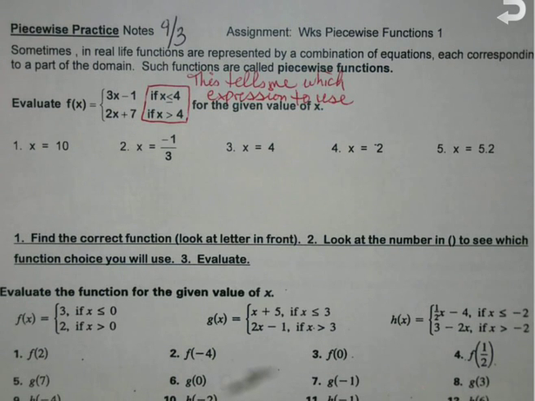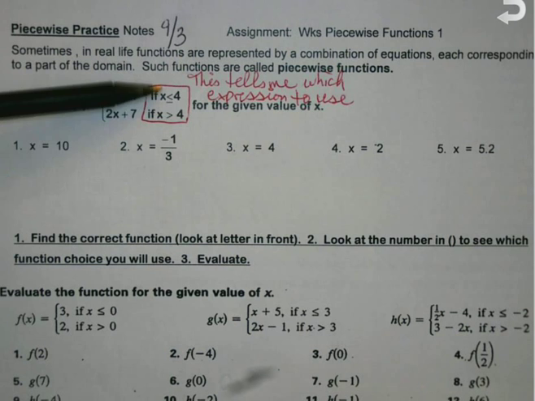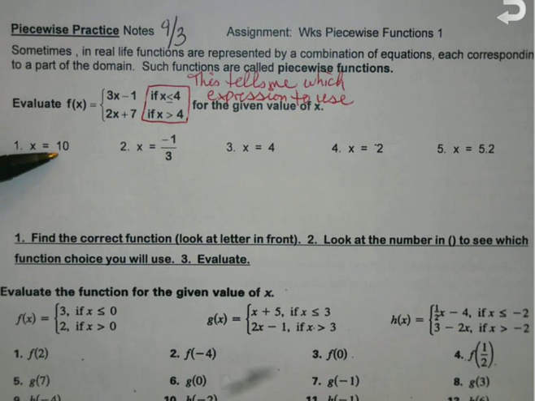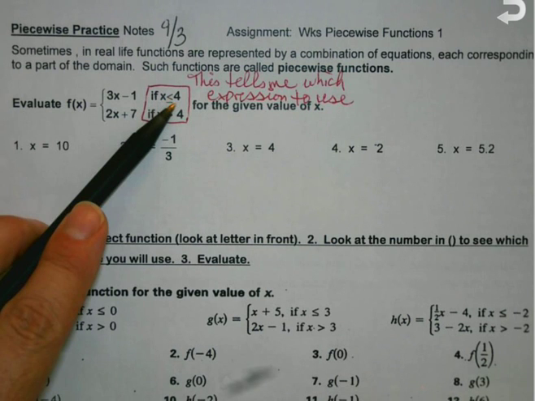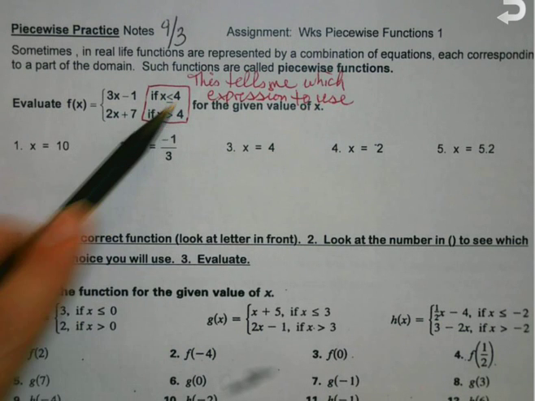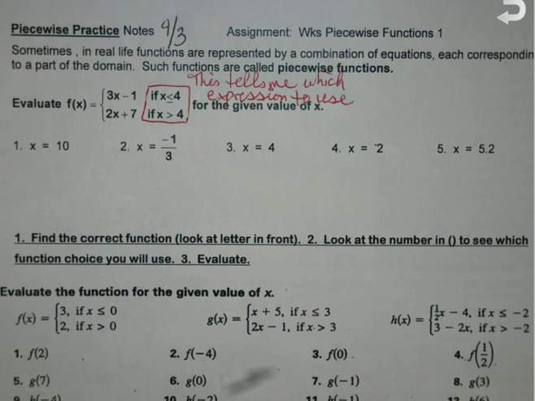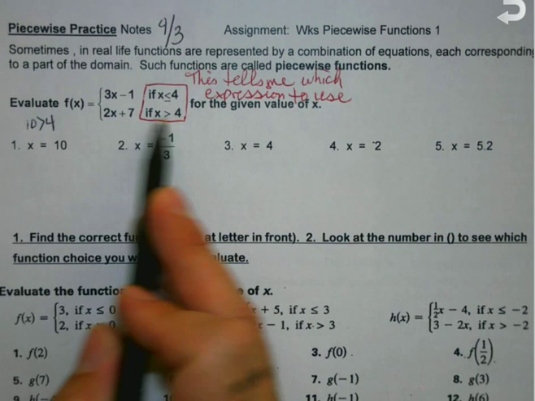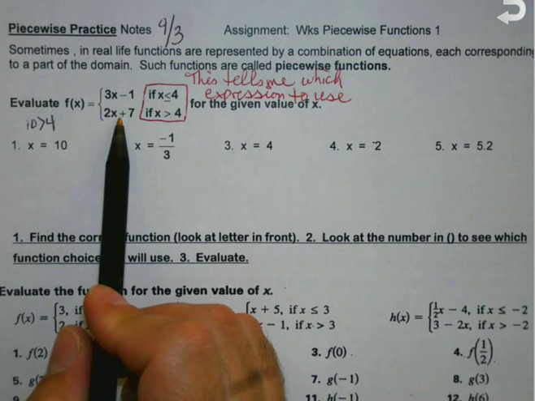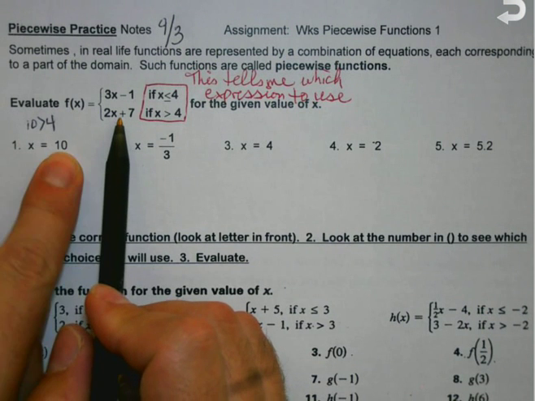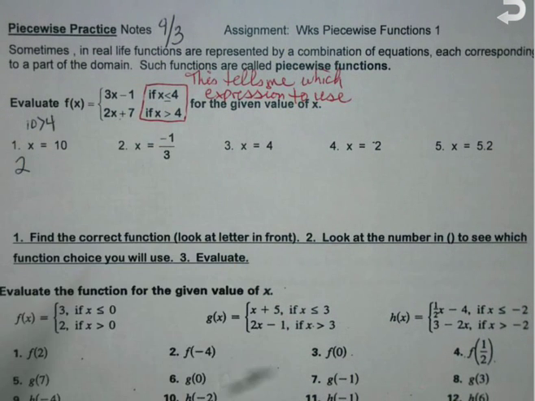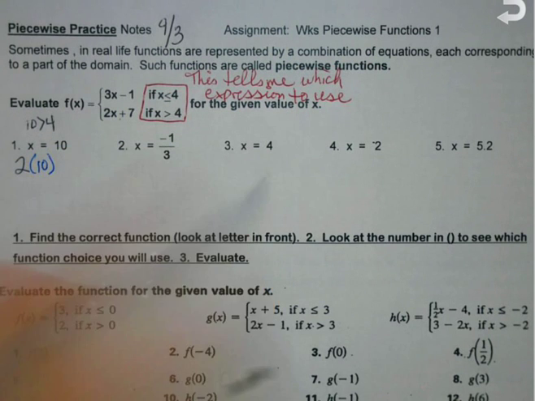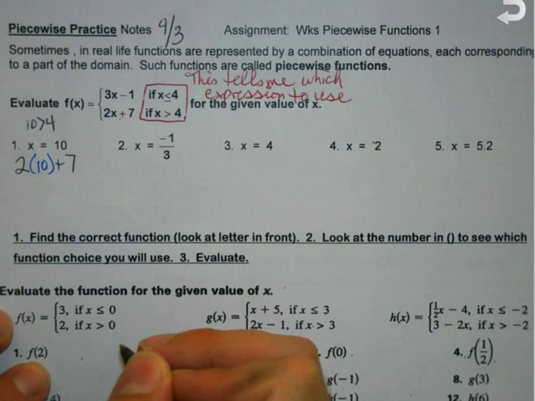And the way I figure out which one it fits into is looking at my if statements and plugging this number in. So for instance, on the first one I plug in 10. Is 10 less than or equal to 4? No. Is 10 greater than 4? Yes. So since 10 is greater than 4, I go to the expression next to that if statement, 2x plus 7, and I'm going to plug the 10 in where the x is at. And then just answer it.